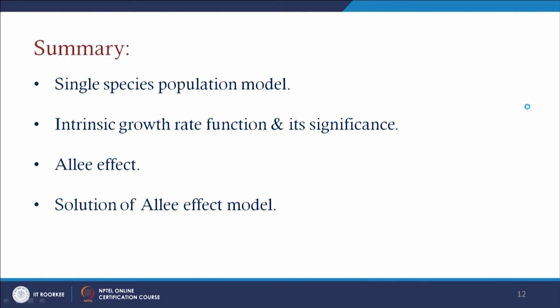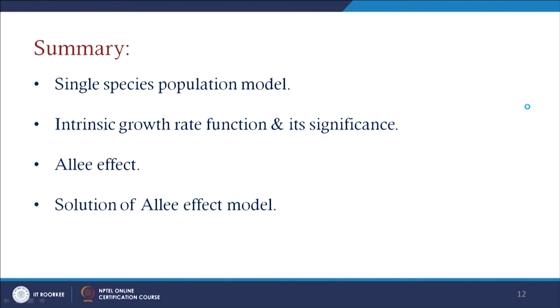So, in this lecture we have discussed the single species population model, then the intrinsic growth rate function and its significance. In the exponential growth model, we found that the intrinsic growth rate function is independent of the resources available. This means that sufficient resources are available, and this intrinsic growth rate will not change even if the population size is 5 or 100 or 1000. But if we assume a nonlinear model, in that case we observed that the individuals compete with each other, and the population level declines.